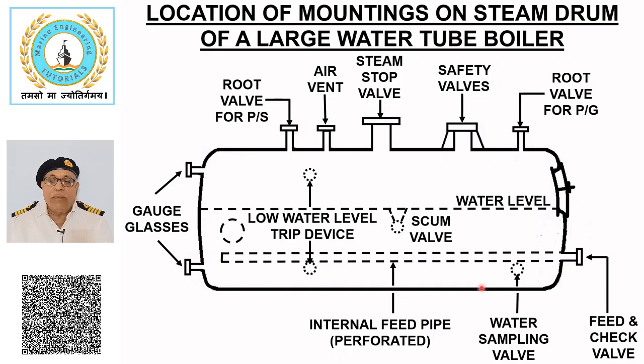Water sampling valve. The water sampling valve is used to draw boiler water for testing purposes. Since the boiler water temperature is high, the sampling line is connected to a cooler to obtain the sample in a cool state at atmospheric temperature. The sample water is cooled using domestic fresh water.